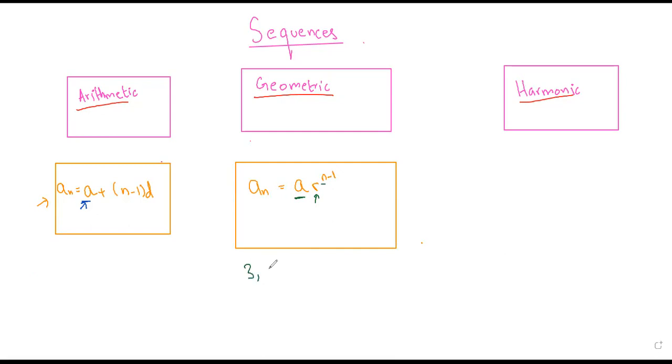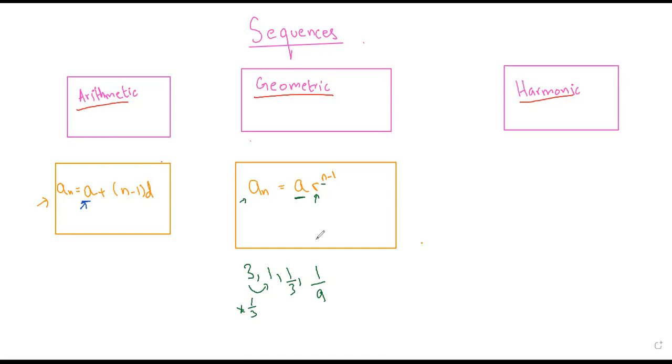So that's 3, 1, 1 by 3, 1 by 9, and you have identified that the ratio this time around is 1 by 3. And this is a geometric sequence. You will use this formula to find, let's say, the 10th term, 12th term, 30th term, whatever term you have been asked to, right? Okay, this is the idea about geometric sequence. And I assume that this would be clear because we are comfortable with geometric and arithmetic.